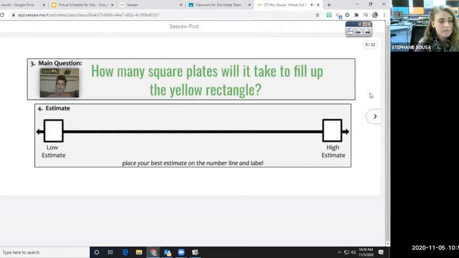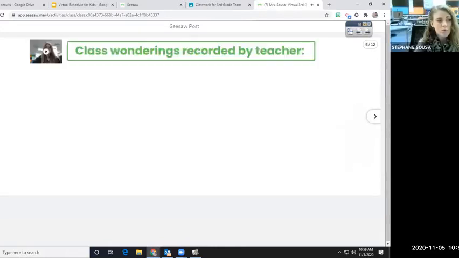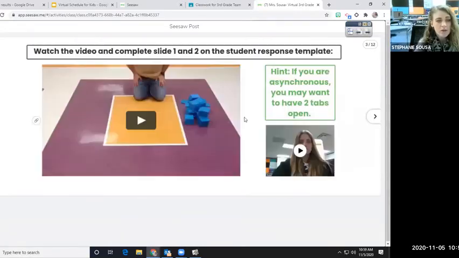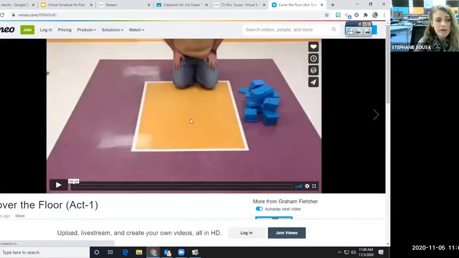Then make a low estimate. There's no way it's going to be less squares than this. And think of a higher estimated number. There's no way it's going to be more squares than this. Okay, so I'm going to share this video with you one more time, and I want you to think, looking at the blue squares, how many do you think are going to fit inside of this whole yellow rectangle? So this whole yellow rectangle, how many of these blue ones are going to fit? So here's how many fit in the part we've seen.